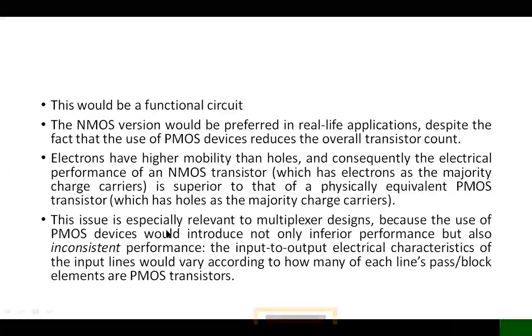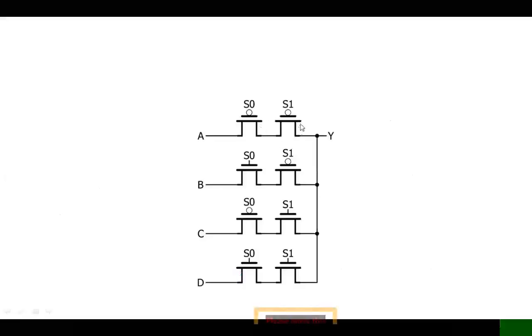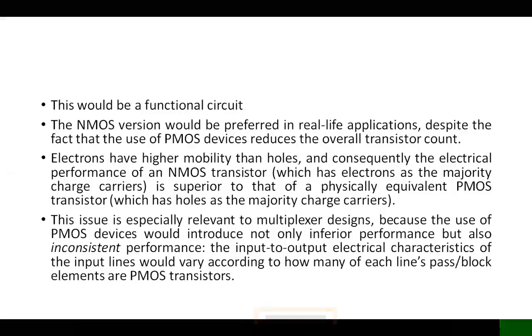This issue is especially relevant to multiplexer designs because the use of PMOS devices would introduce not only inferior performance, which means low performance, but also inconsistent performance. So how is it inconsistent? The input to output electrical characteristics of the input lines would vary according to how many of the elements that pass or block the lines are P transistors. So what we are trying to say here is, if there are more PMOS transistors, this is going to add up my delay. Why is it adding up my delay? Because the majority carriers are not electrons, but holes. Due to which I will have my performance hampered. So it's preferred to use NMOS transistors.